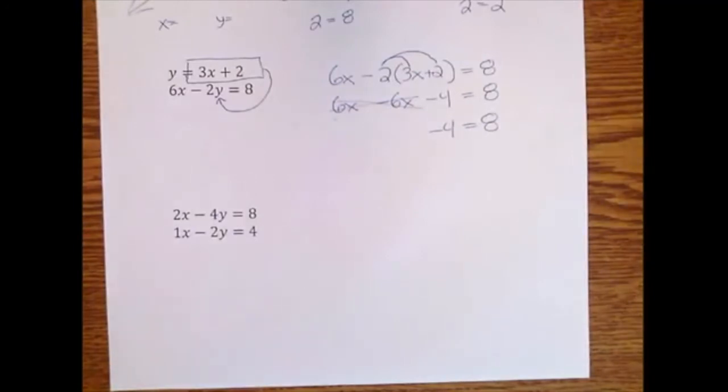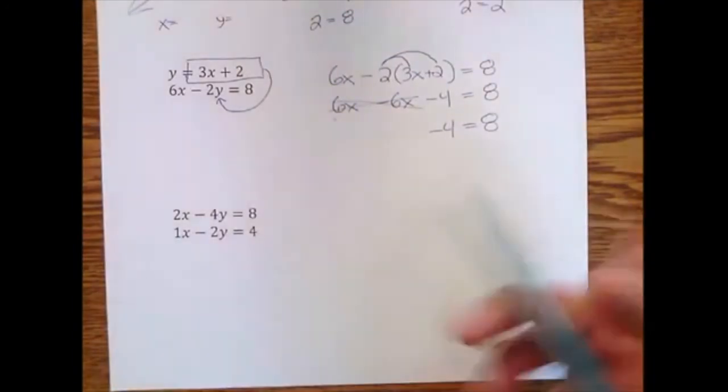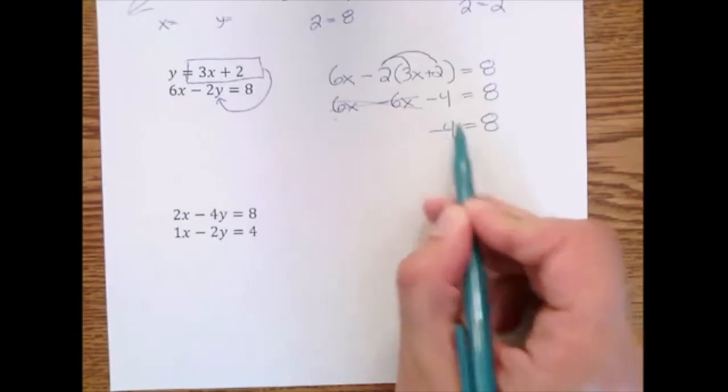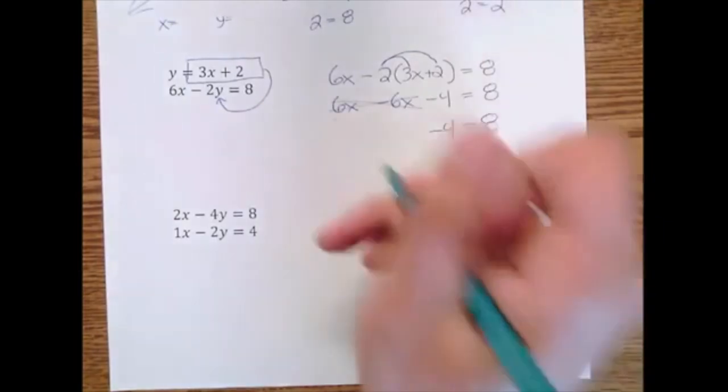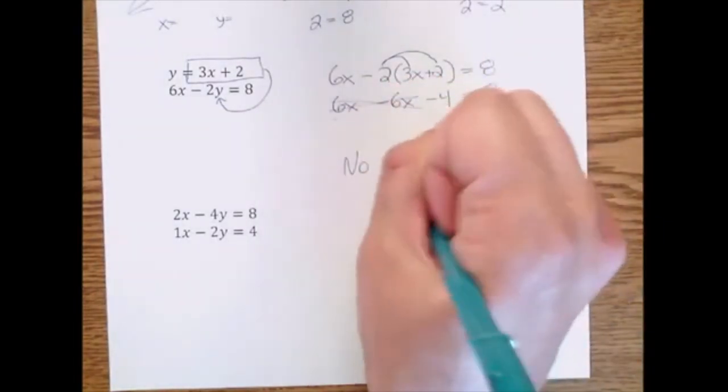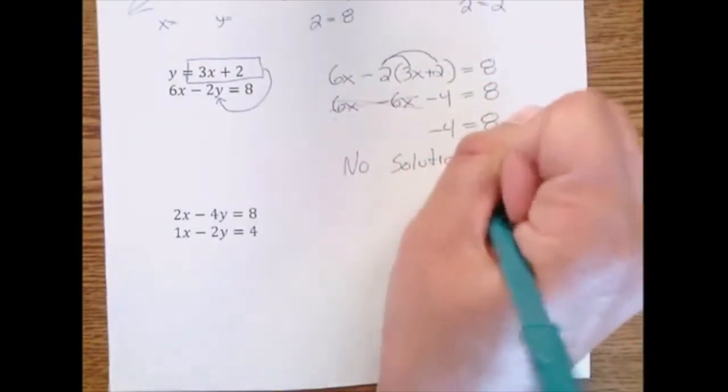I haven't made any mistake. Everything's done correctly mathematically. What this means is, well, is negative 4 equal to 8? No, they're never equal. So what I have here is a problem that has no solution.